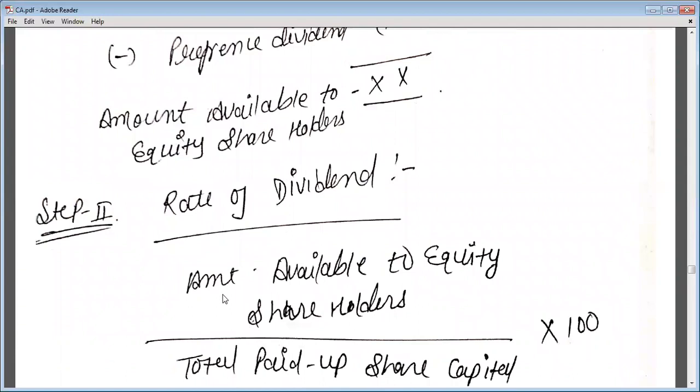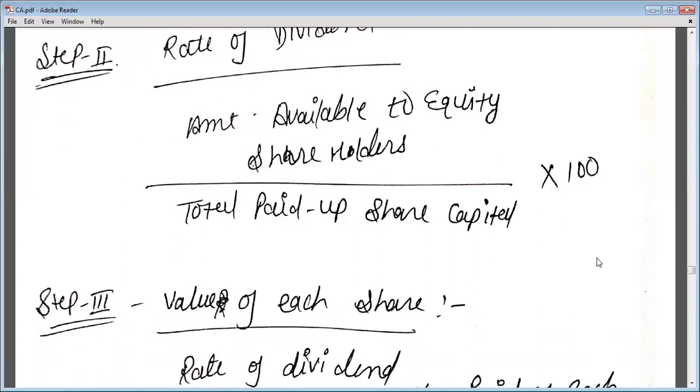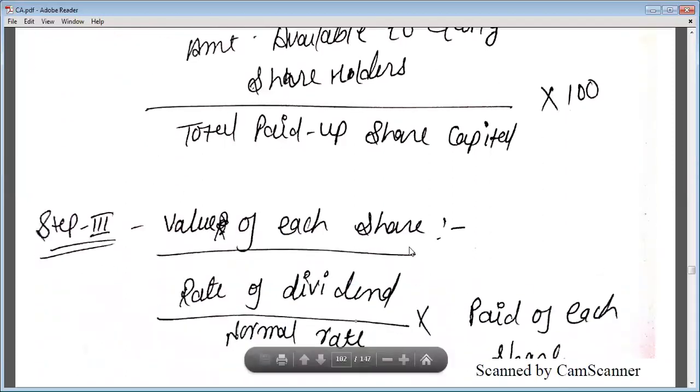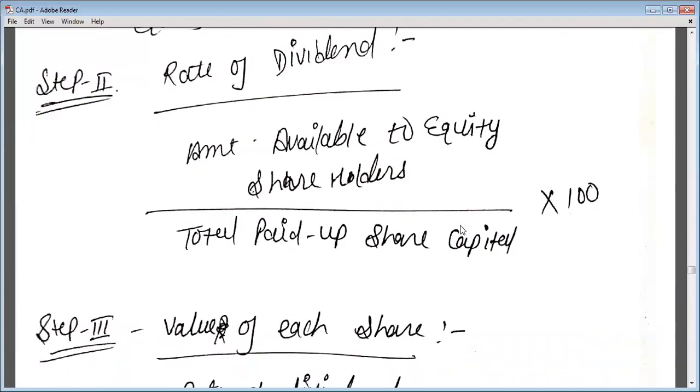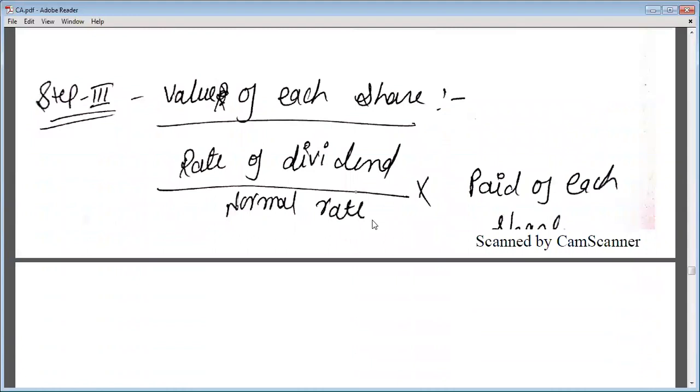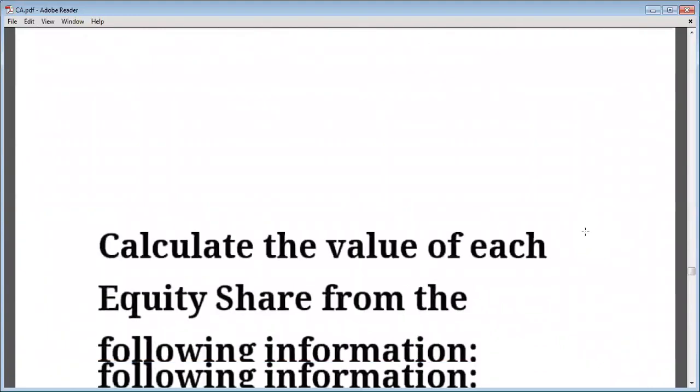How will we calculate it? The amount available to equity shareholders, calculated in the first step, upon total paid up share capital, multiplied by 100. In step 3, the value of each share. To calculate the value of each share, we will first write the rate of dividend, which we calculated under step 2, upon the normal rate of return, which will be given to you in the question, multiplied by the paid up value of each share.